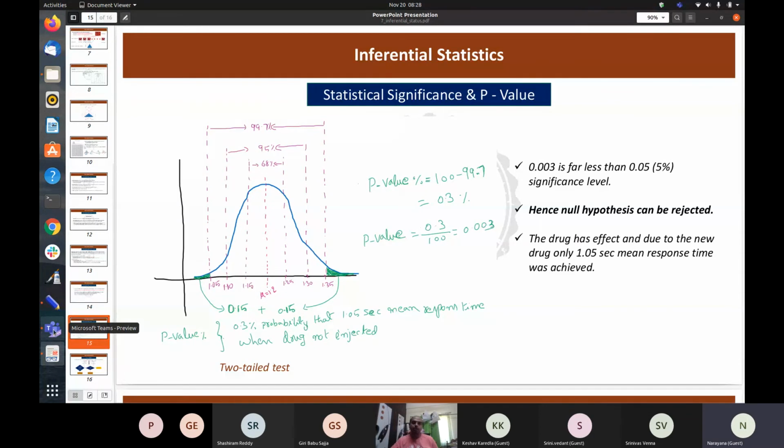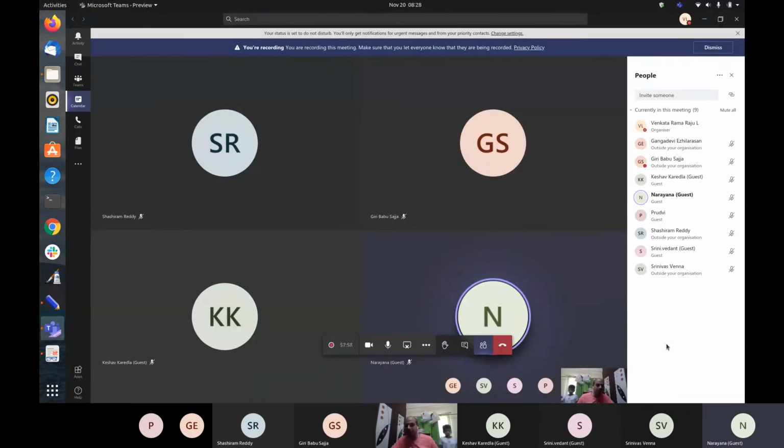Yes, Rama, thank you. Everybody convinced? I think Sheshiram is still not convinced. So have a look at it and come back to it. And, yeah, sure.